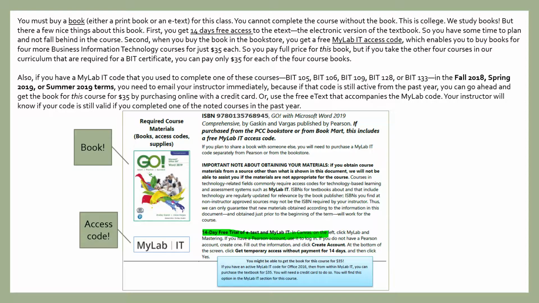Also, if you have a MyLab IT code that you used to complete one of these courses, BIT 105, 106, 109, 128, or 133, in the fall 2018, spring 2019, or summer 2019 terms, you need to email your instructor right away, because if that code is still active from the past year, you can go ahead and get the book for this course for $35 by purchasing online with a credit card, or use the free e-text that accompanies the MyLab code. Your instructor will know if your code is still valid if you completed one of the noted courses in the past year.